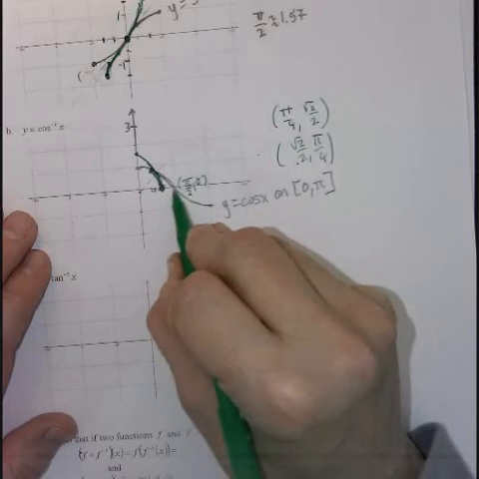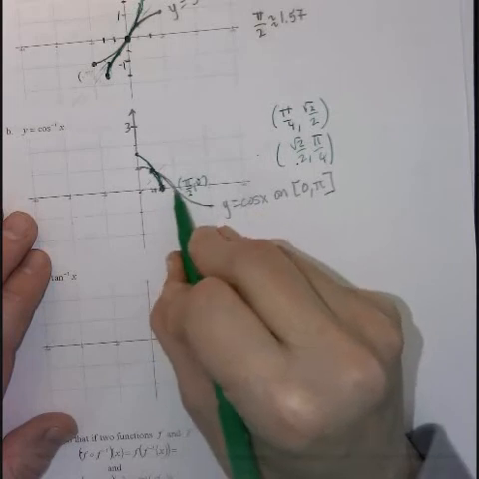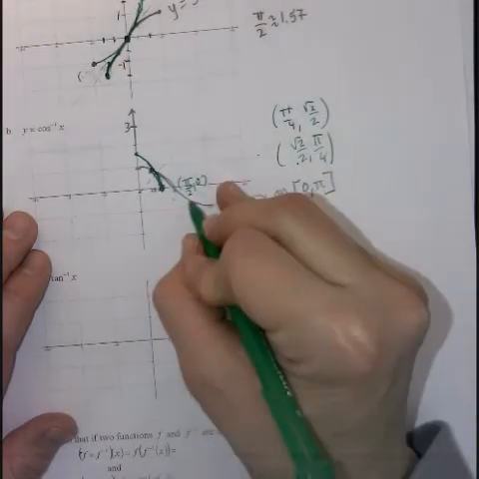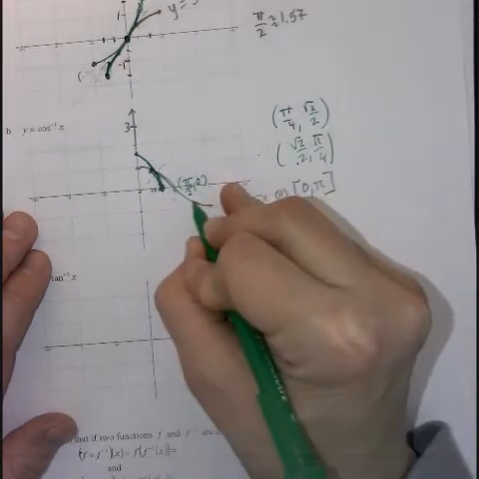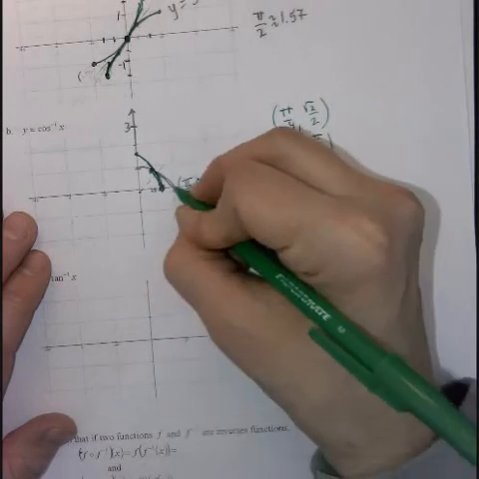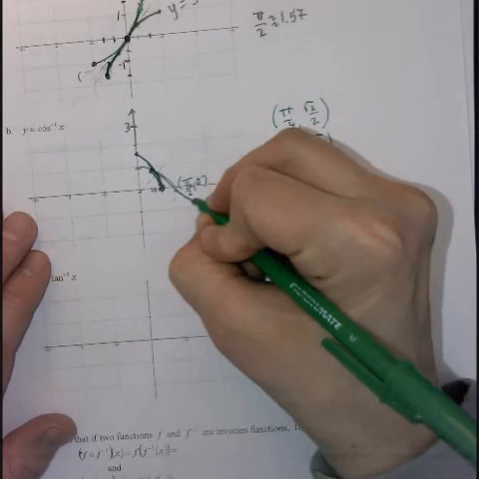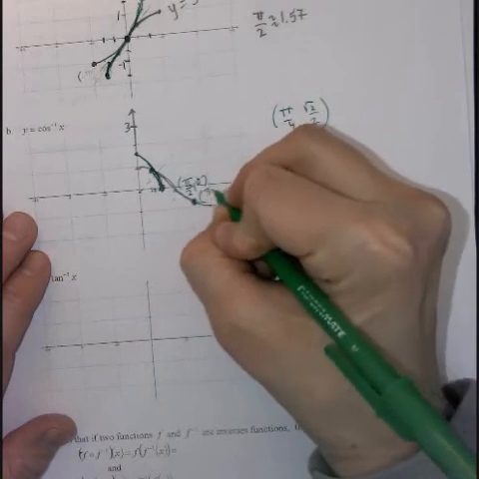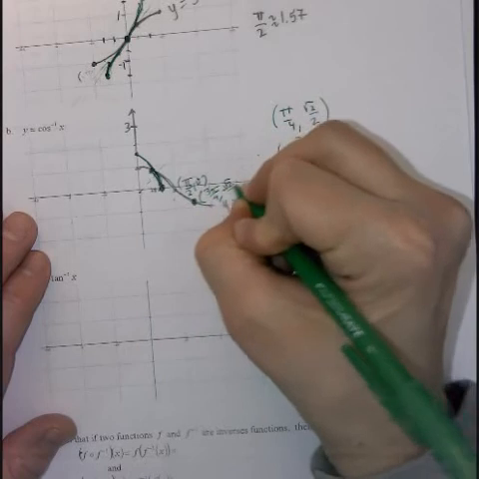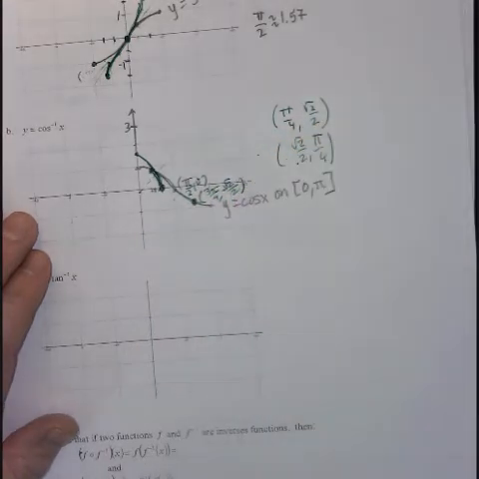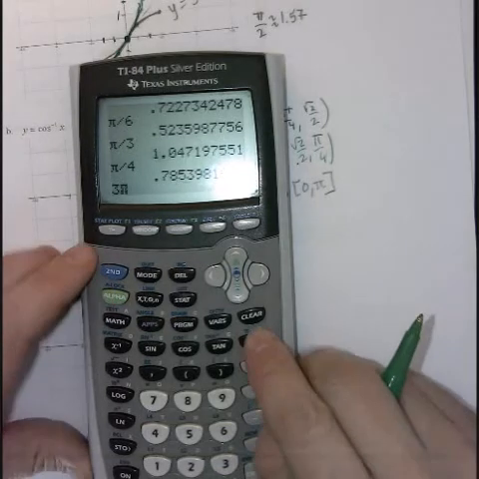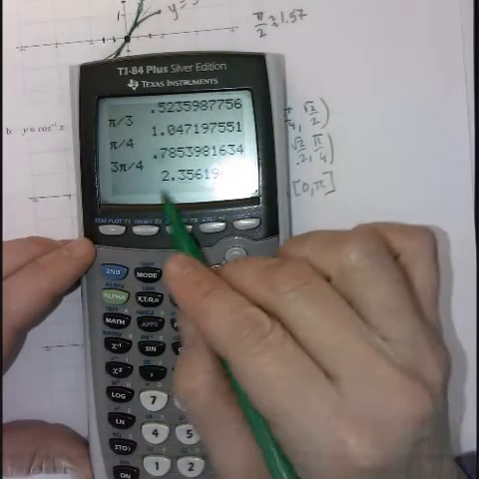Then let's use 3 pi over 4. So this point, my original graph maybe isn't the most accurate either. Okay, 3 pi over 4, comma, negative square root of 2 over 2. 3 pi over 4 is about 2.4.